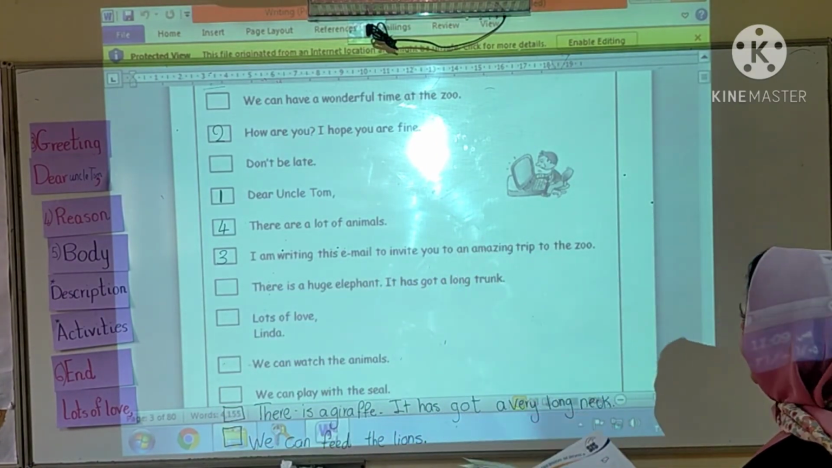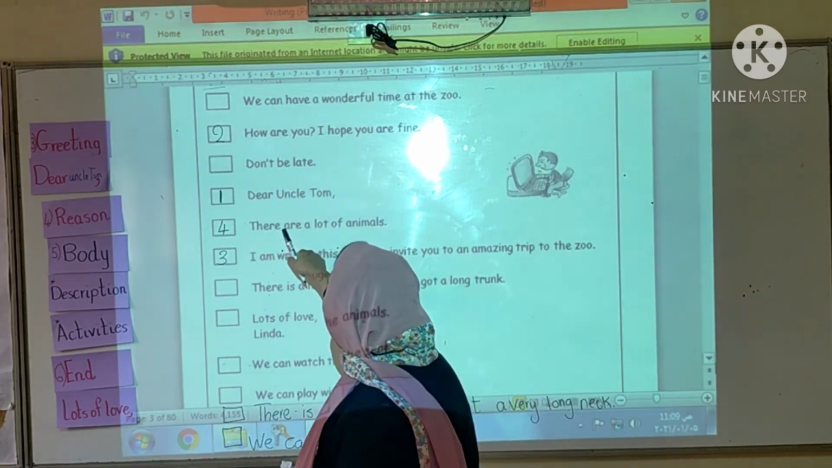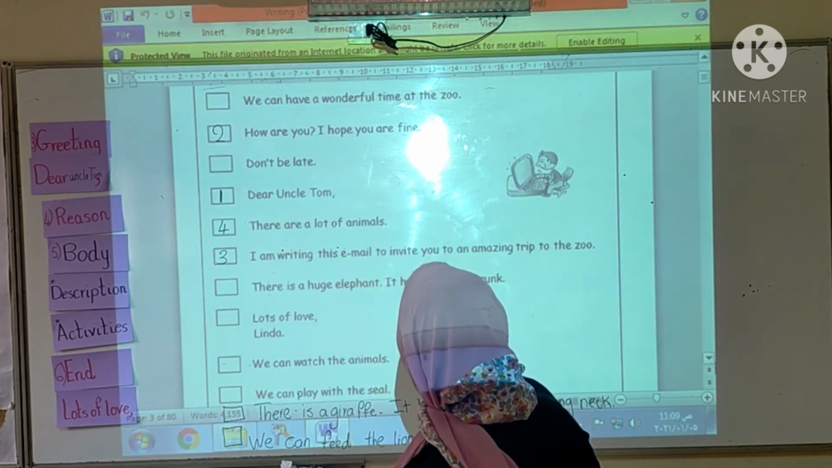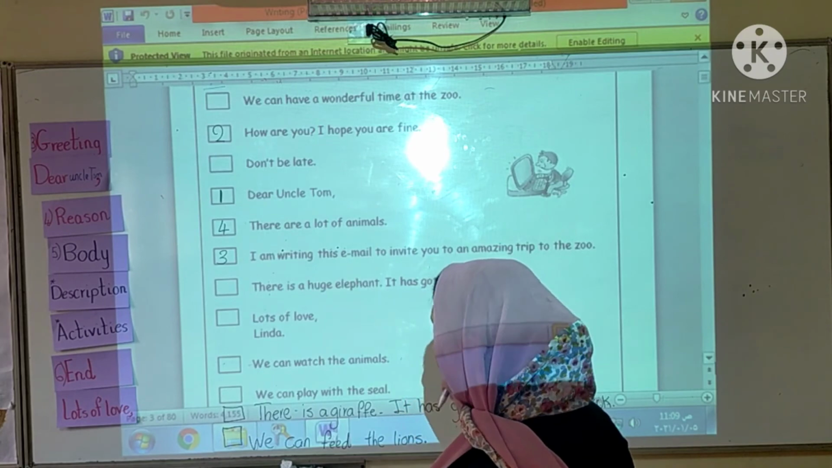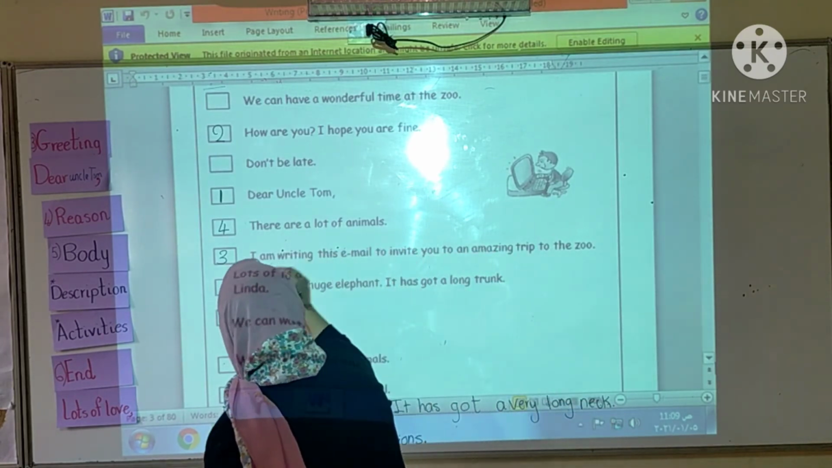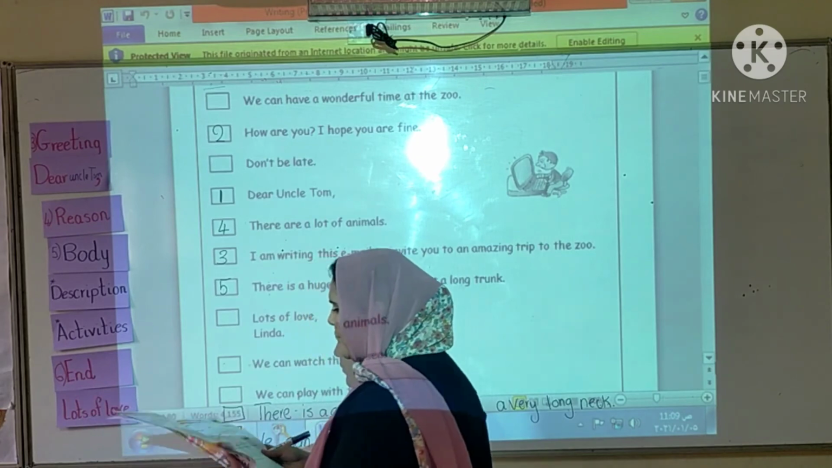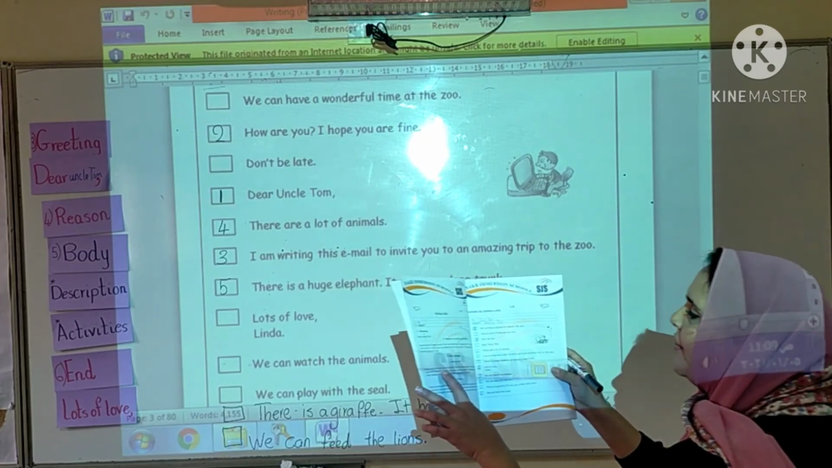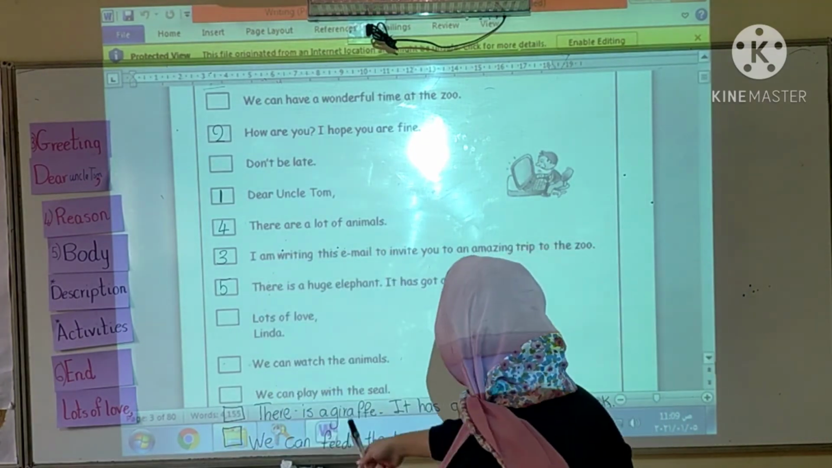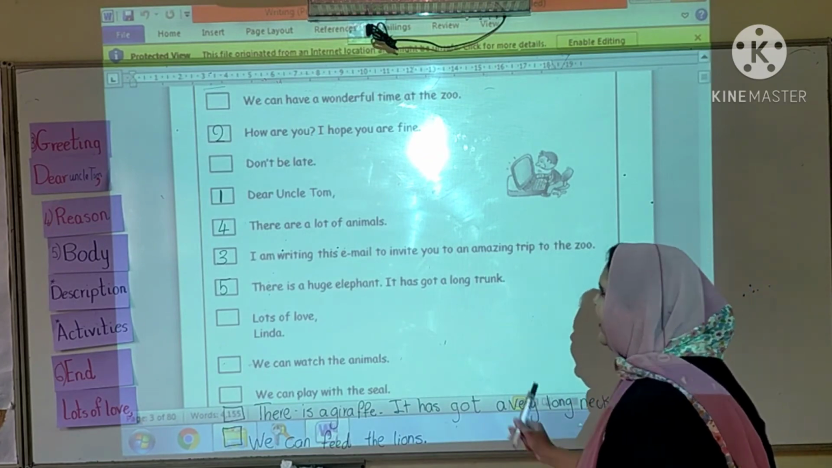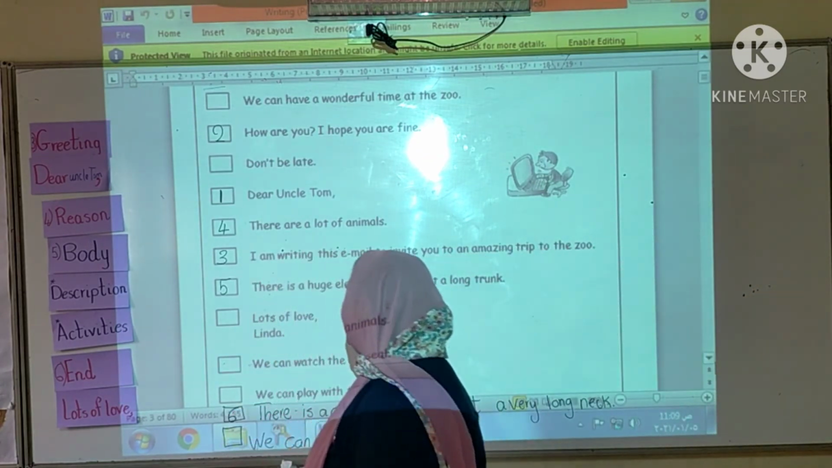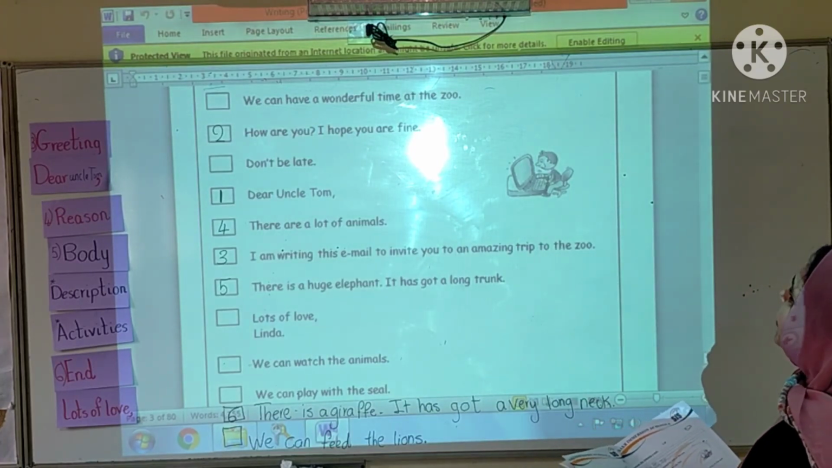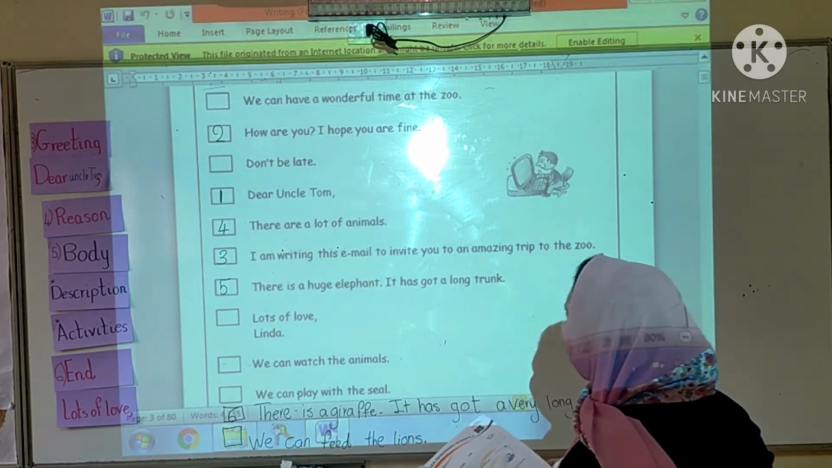What else? What comes after this sentence? There are a lot of animals. Which one comes first? There is a giraffe or there is a huge elephant? The first one is there is a huge elephant. This is number 5. What comes after this? From the paragraph. There is a giraffe. It has got a very long neck. This is number 6. What else? Can you find anything from the description? I think we finished all the description here, right?